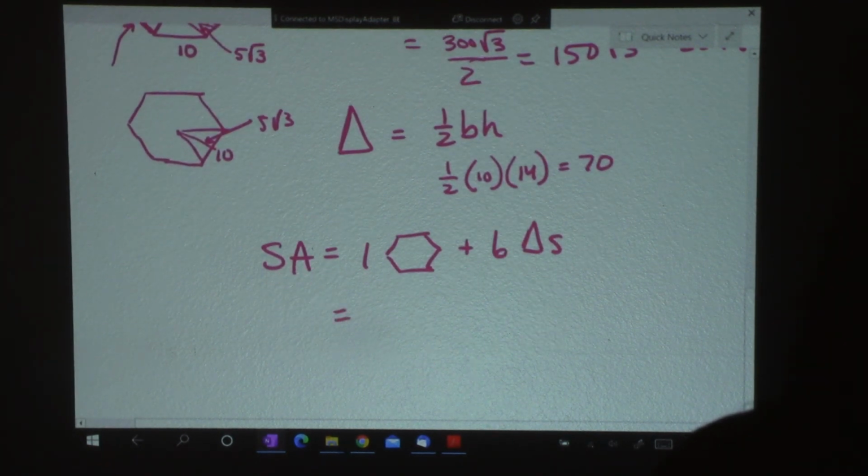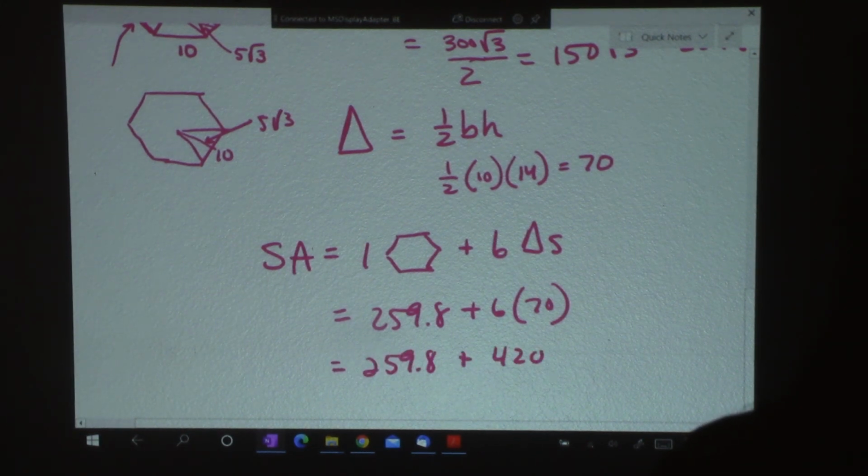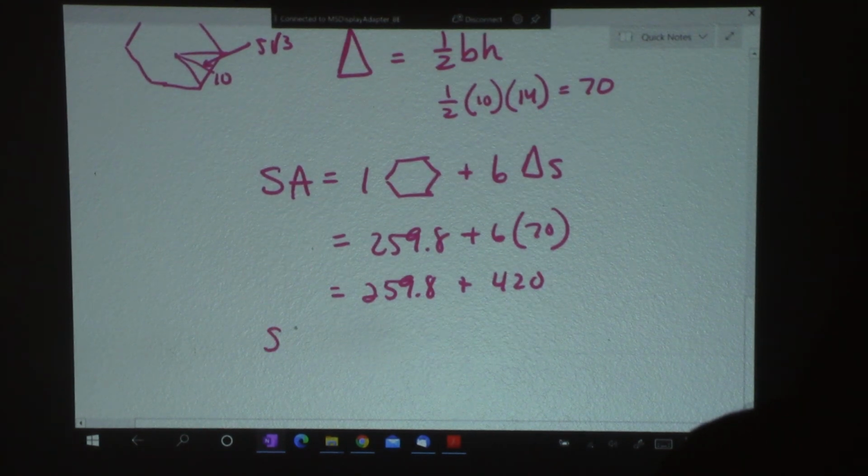Now for my surface area, I'm going to have 1 hexagon plus 6 triangles. So I found my hexagon was 259.8, and then I'm going to have 6 triangles. 259.8 plus 420. So the area of the whole thing is 679.8, and this was feet. That is a big pyramid.